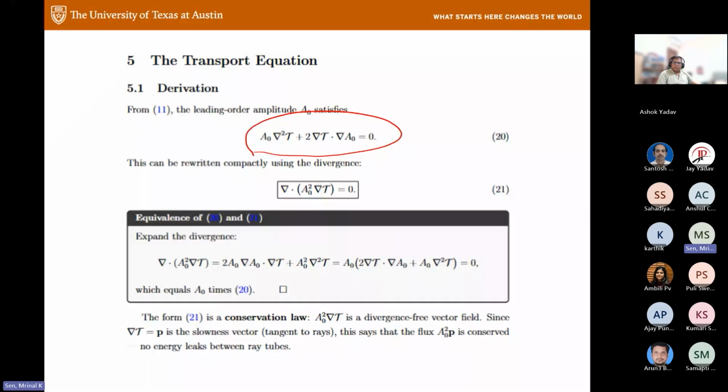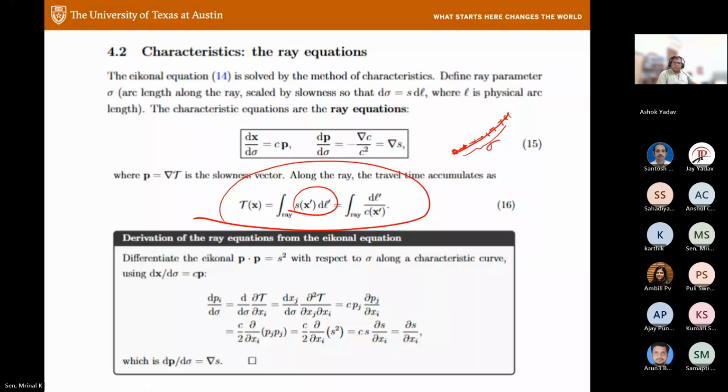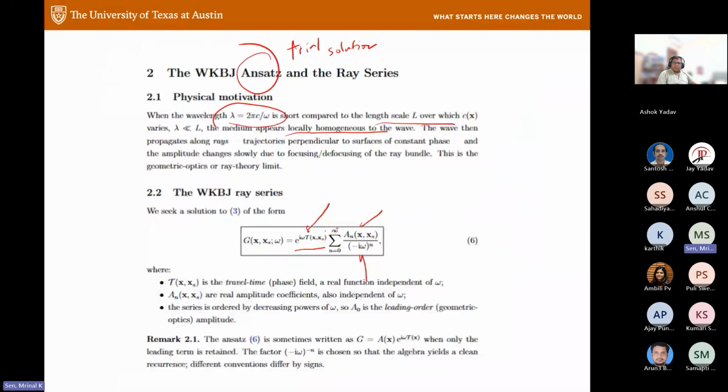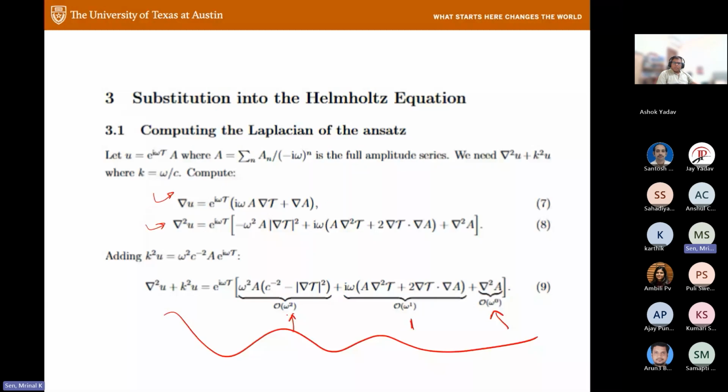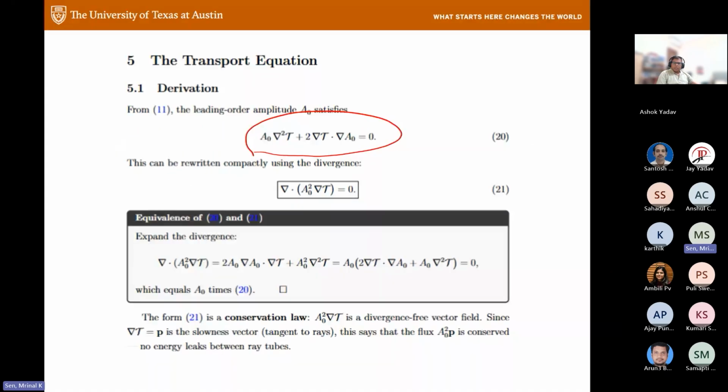And why have I used 0? Because if you look at my ray series here, I have n equals 0 to infinity, so I'm only keeping terms that n equals 0. So these are the 0th order approximation. This one gives you an equation that looks like this. And if you just expand it and do all of that algebra, you get this equation, which is your transport equation. Okay.